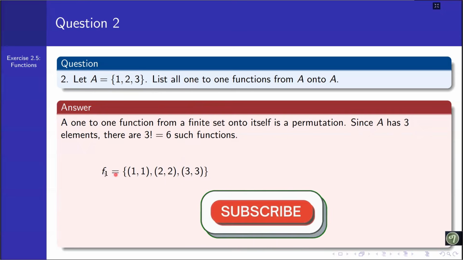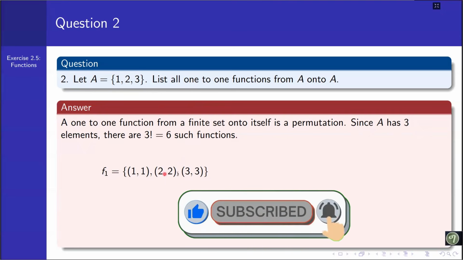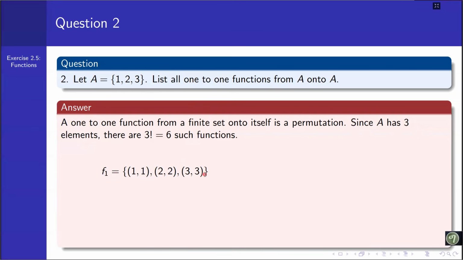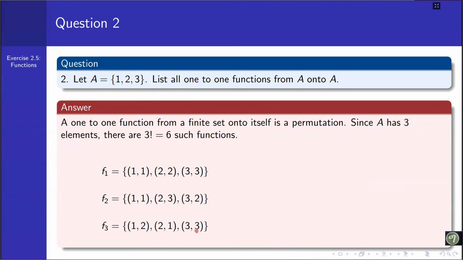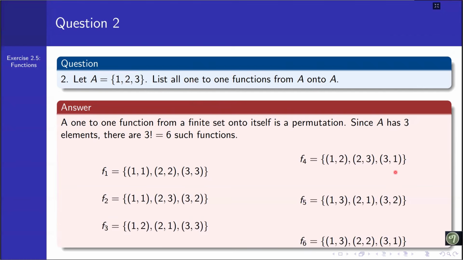So the first function could be this one, that is 1, 1, 2, 2, 3, 3, which is an identity function. Second possible one-to-one function based on this one could be 1, 1, 2, 3, and 3, 2. The third could be 1, 2, 2, 1, and 3, 3. The fourth one is this one, that is 1, 2, 2, 3, 3, 1. The fifth and the sixth one is this one.